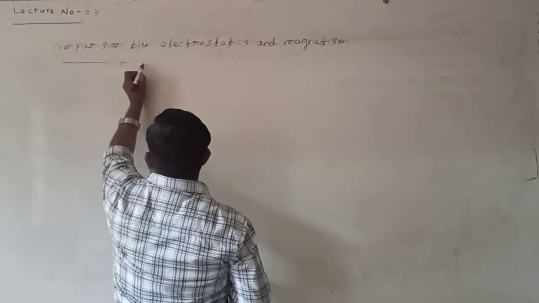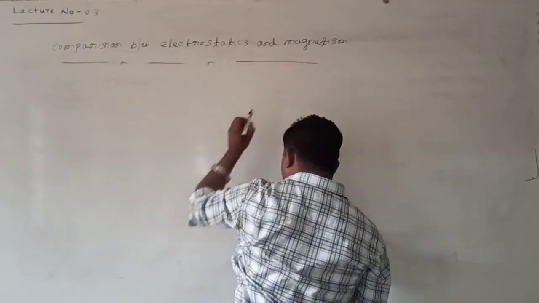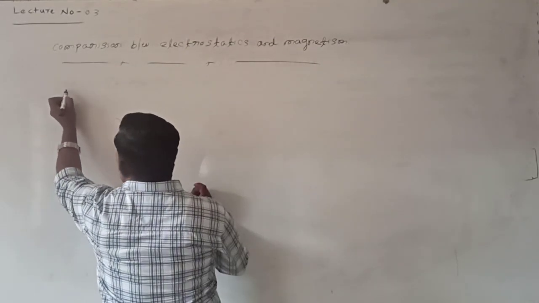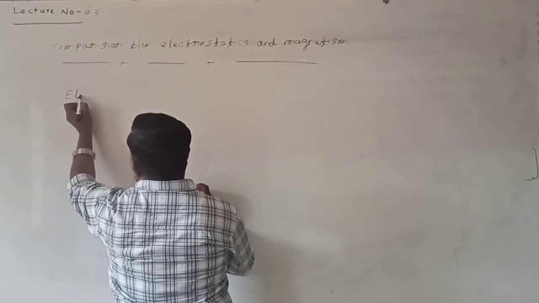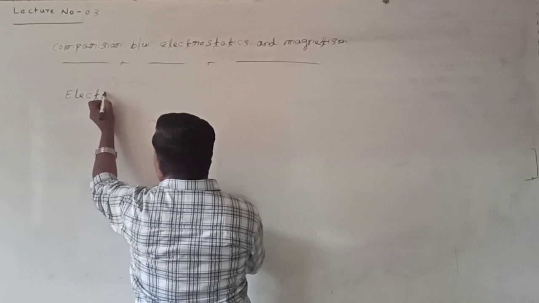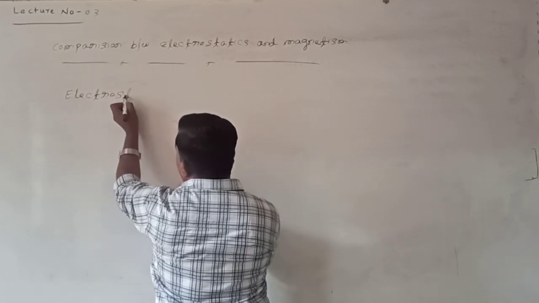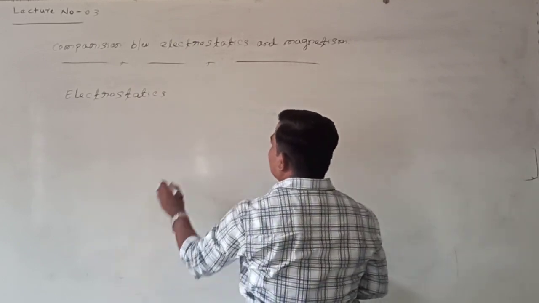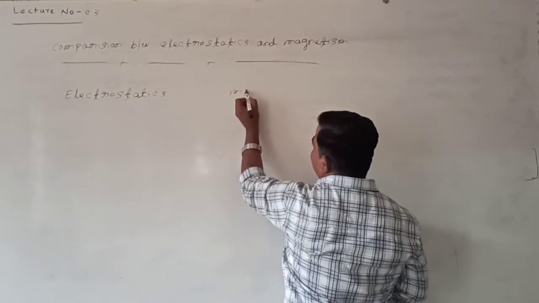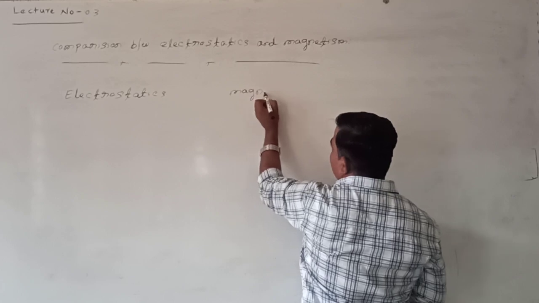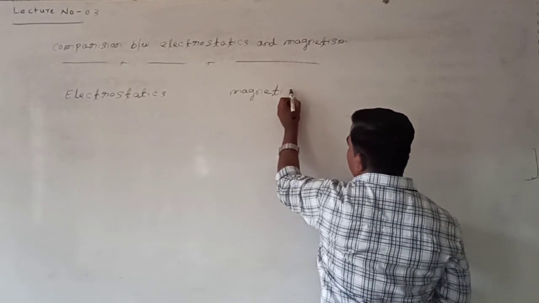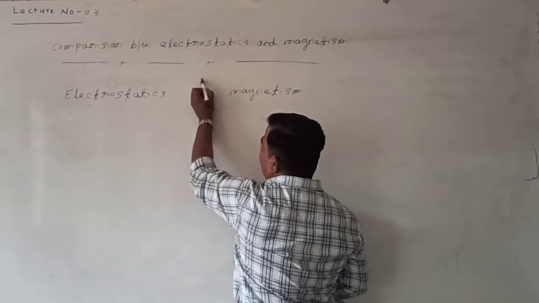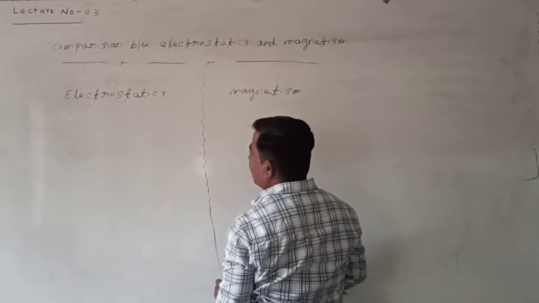So let us take two columns. In one column we will take electrostatics. In the second column we will take magnetism. Here, very simply, you can make the difference or comparison between electrostatics and magnetism in detail.